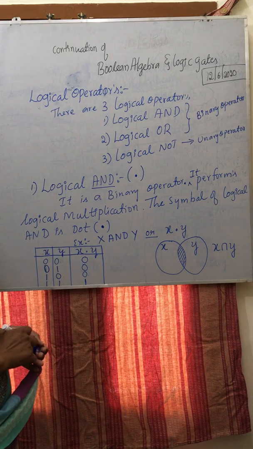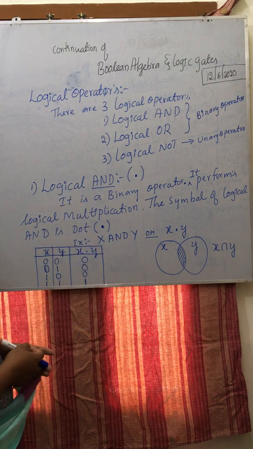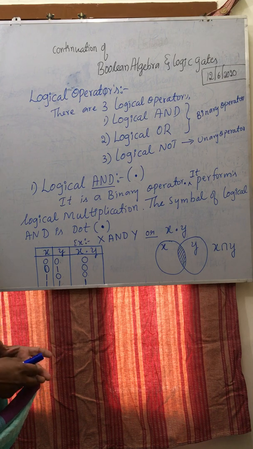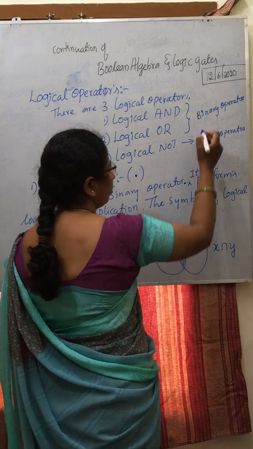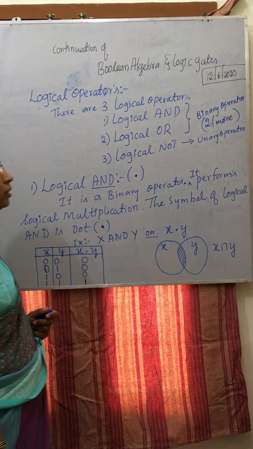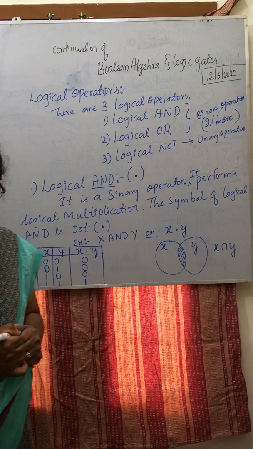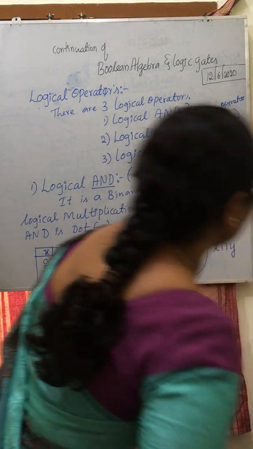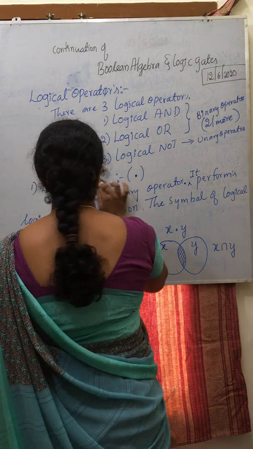Hope you understood. Once again, logical AND is a binary operator. It performs logical multiplication on a minimum of two or more inputs. The symbol of logical AND is the dot operator. Hope you understood. Okay, we'll continue our discussion with the logical OR operator.